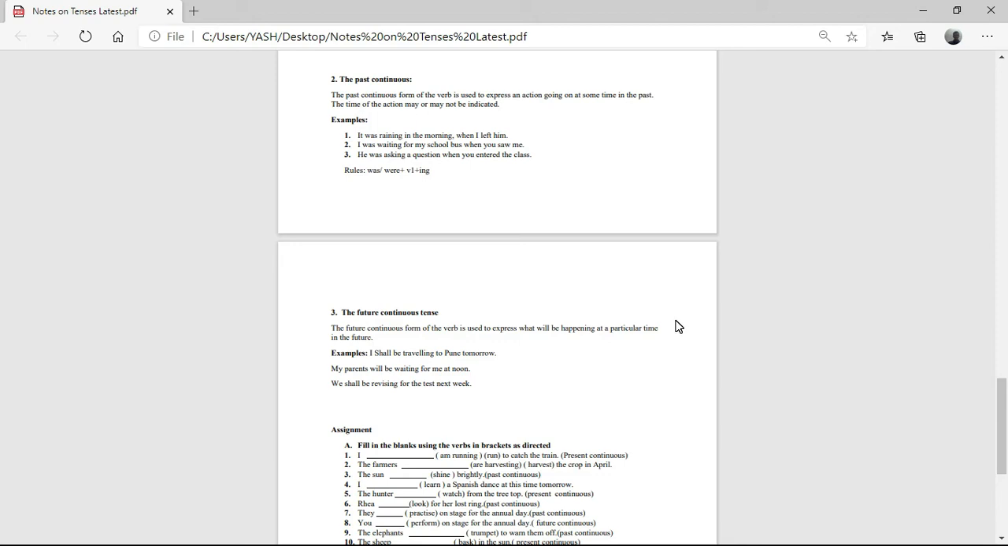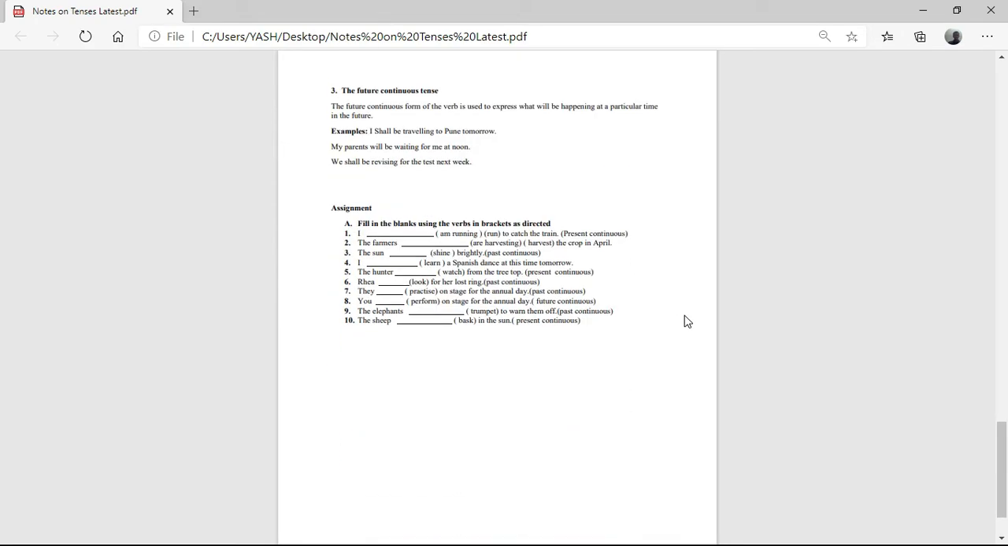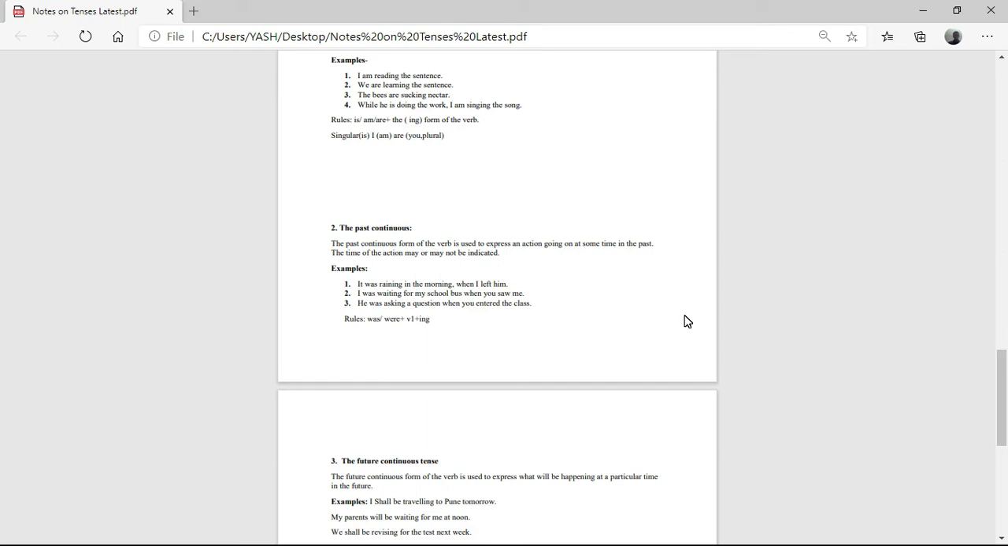The past continuous tense. The next one is the past continuous tense. The past continuous form of the verb is used to express an action going on at the time in the past. The time of the action may or may not be indicated.